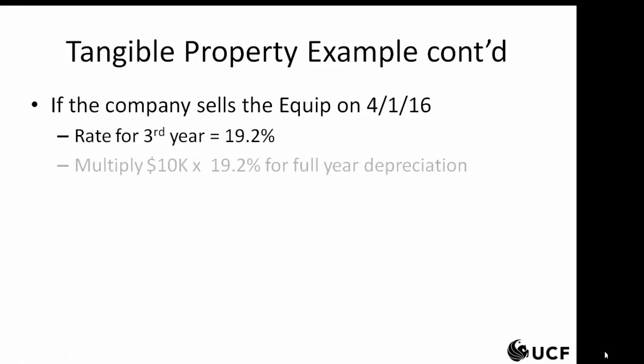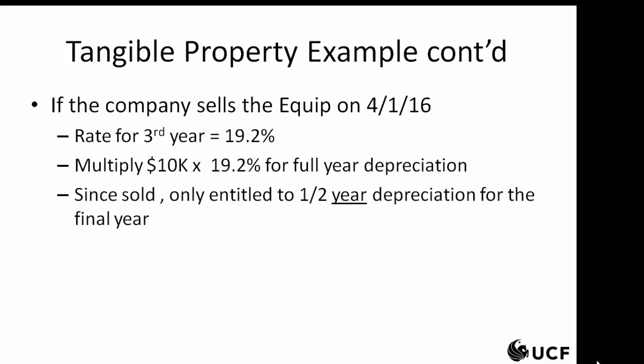Continuing our example, if the company sells the equipment on 4/1 of 16, now we have to do partial year depreciation for the third year because we're not at the end of the table. So we look and we see that the rate for the third year for 5-year property is 19.2%. We then take and multiply the $10,000 cost times 19.2% to get the full year depreciation.